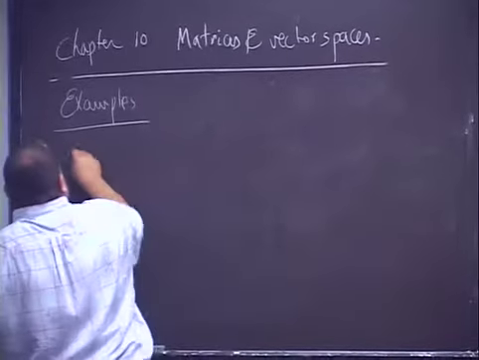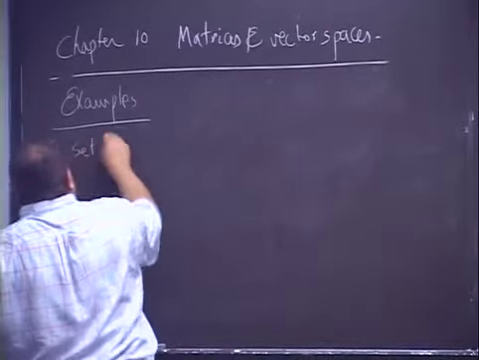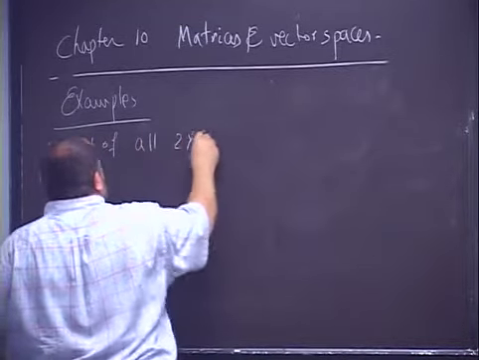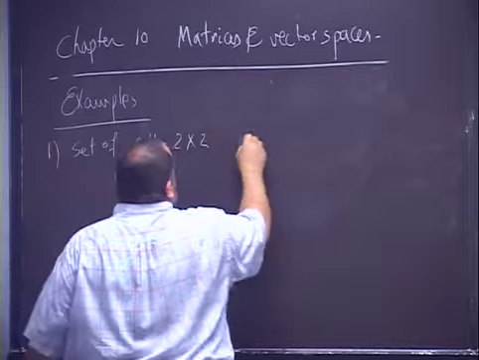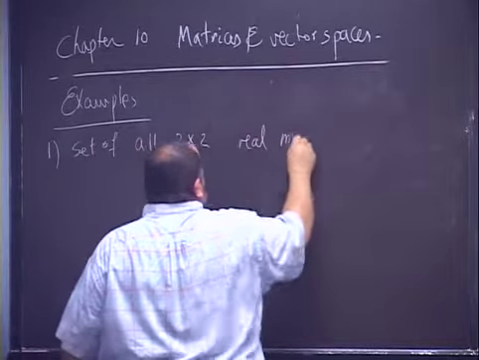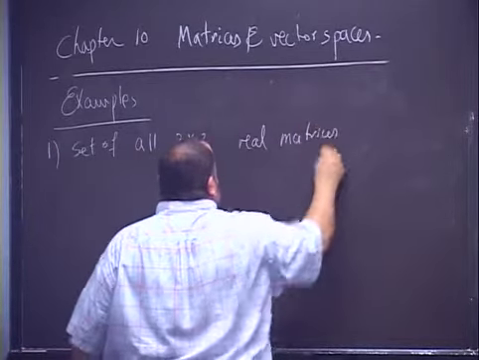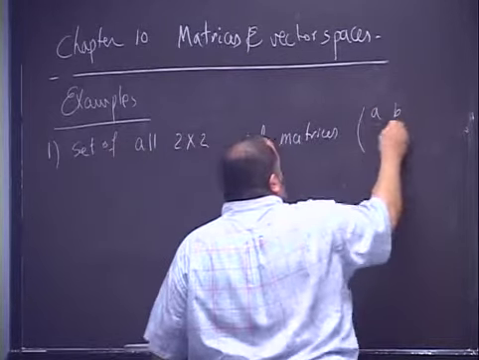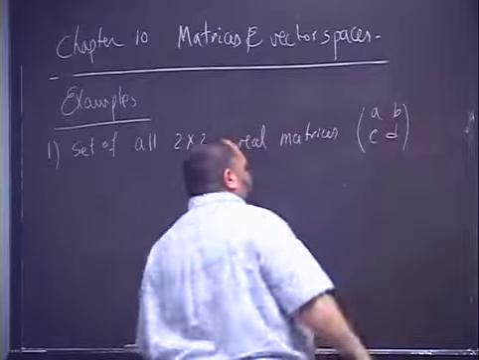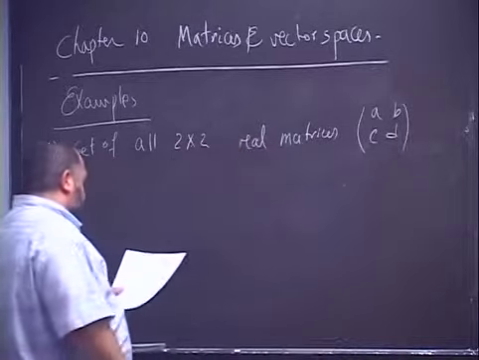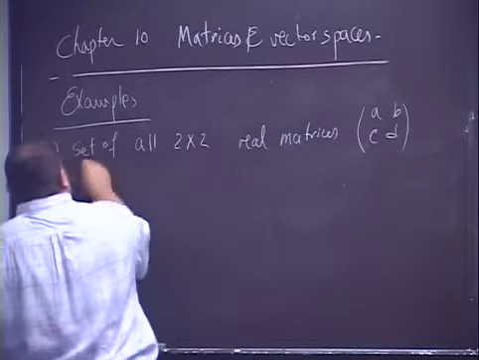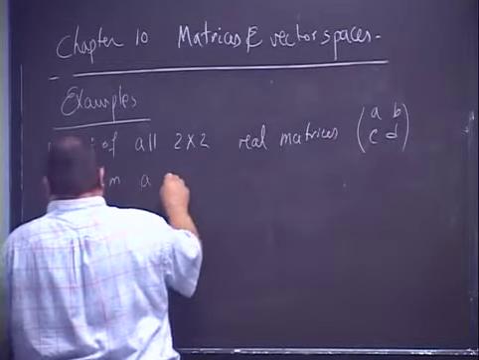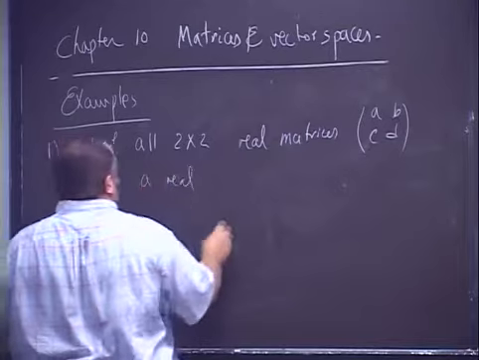So the set of all 2 by 2 real matrices, in the form of A, B, C, D, where A, B, C, D are real numbers, will form a real vector space.